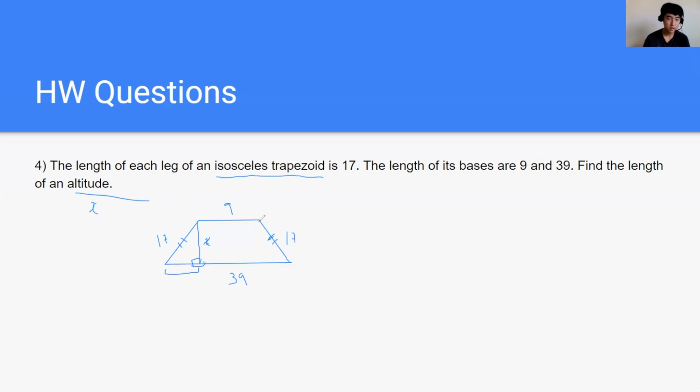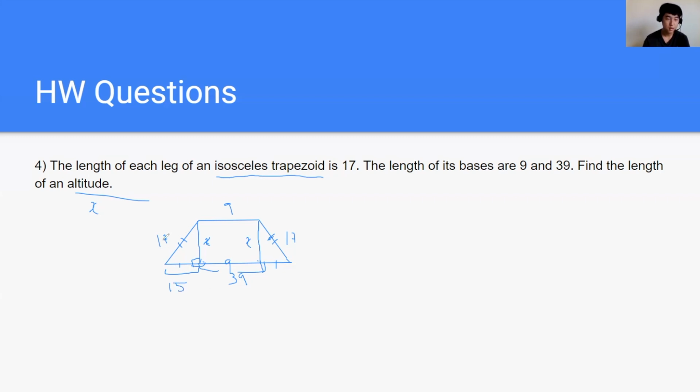So what you can do is draw another altitude here, which is the same x, right? And find this right here. How? You can subtract 9 from 39. So this is the 9, right? And we get 30 left. But this and this are the same. So each will be 15.